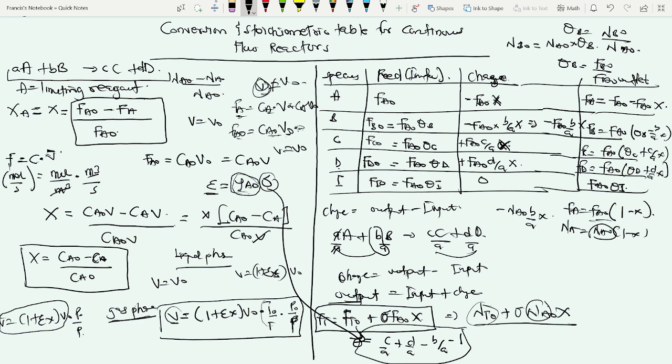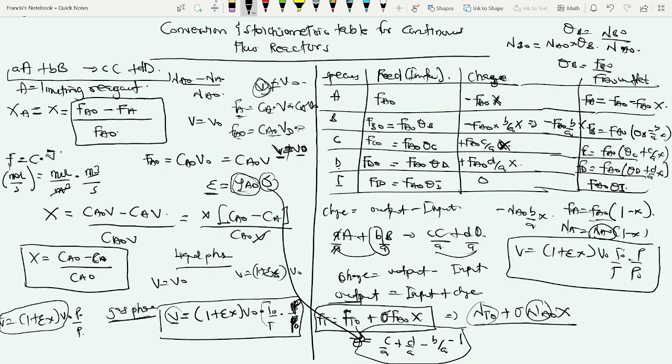And then for gas phase reactions, your V is not equal to your V naught. And this V here is volumetric flow rate, not volume. Yes, so that will be all for now. So this part is P over P naught rather. Yes, so the pressure over the initial pressure. So this becomes the general equation. V is equal to 1 plus epsilon x V naught T naught over T times P over P naught.